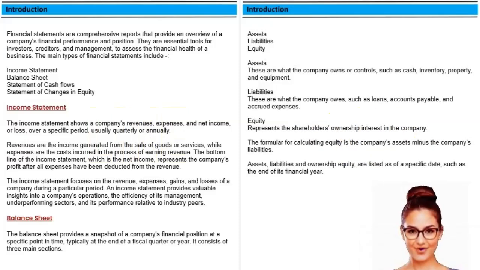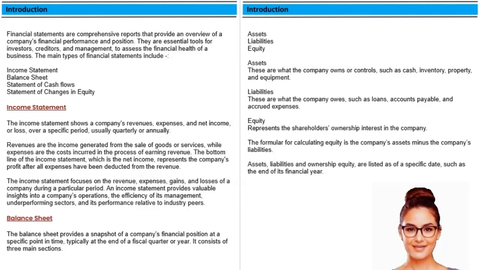Financial statements are comprehensive reports that provide an overview of a company's financial performance and position. They are essential tools for investors, creditors, and management to assess the financial health of a business. The main types of financial statements include the income statement, balance sheet, statement of cash flows, and statement of changes in equity. We can also extend that with other reports, like the statement of comprehensive income. So, let's have a quick look at the various reports.